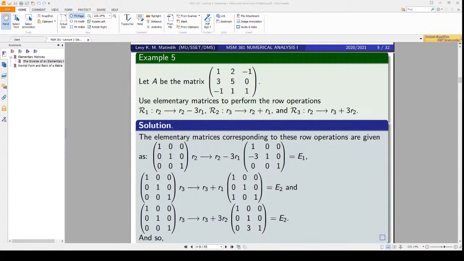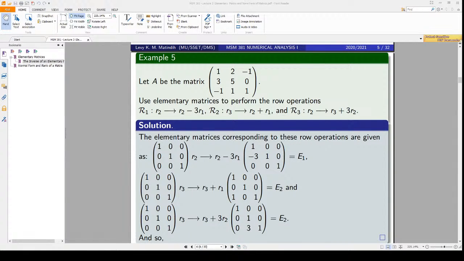So if we add row 3 and row 1, looking at this identity matrix, the first entry in row 3 is 0. So it will be 0 plus 1, which gives us 1. 0 plus 0 gives us 0. 1 plus 0 gives us 1. So the first one is our elementary matrix 1. The second one is our elementary matrix 2.